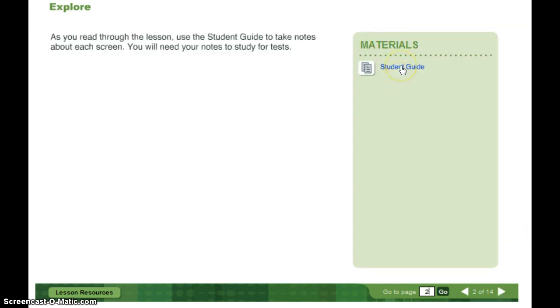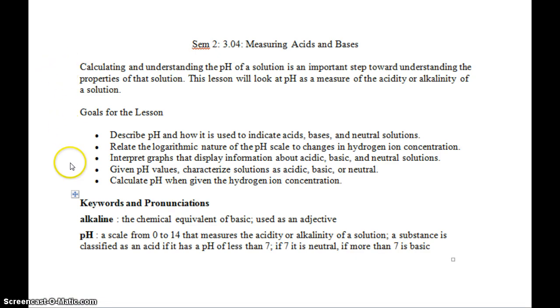And then, of course, you can download the student guide from slide 2. From the study guide, I added the first paragraph and the goals and our keywords and pronunciation. Alkaline, the chemical equivalent of basic, used as an adjective. pH is a scale from 0 to 14 that measures the acidity or alkalinity of a solution.